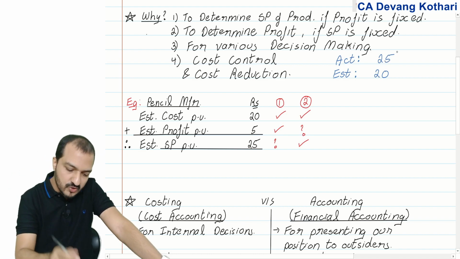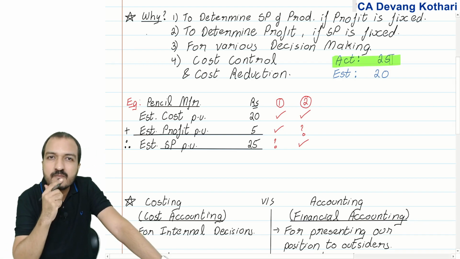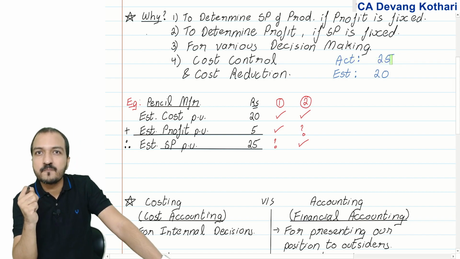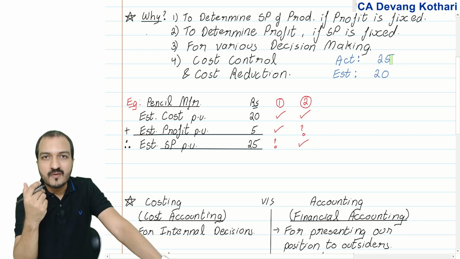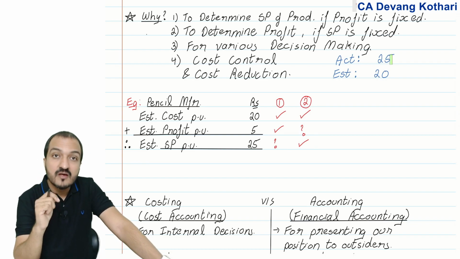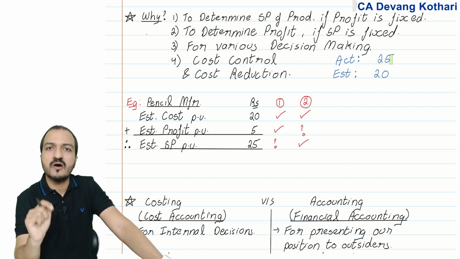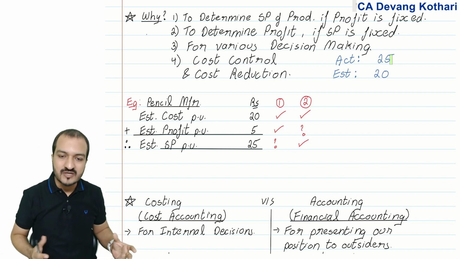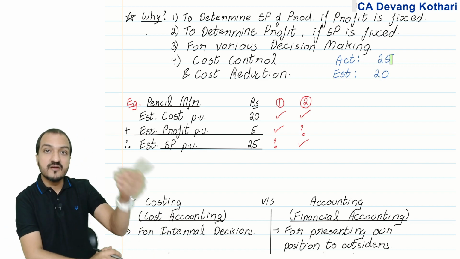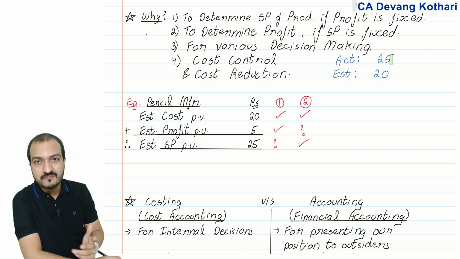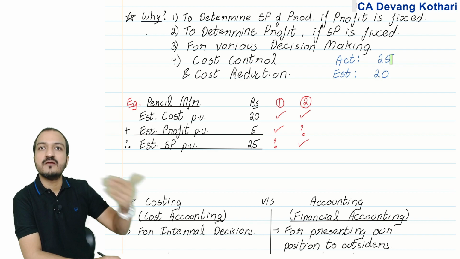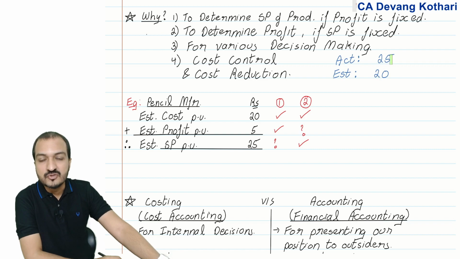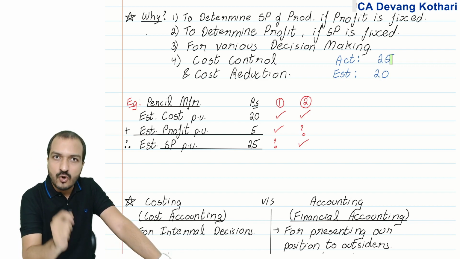But when will you come to know that actual cost has become 25? After production? Well, not exactly. You will come to know not after production, you will come to know at the end of the year. Because don't you think that there are many items of cost which are not directly related to production? There are fixed costs also, which are not directly related to production. Yeah, there will be even marketing cost, selling cost.